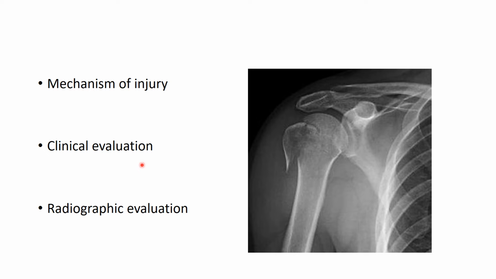Clinical evaluation: the patient mostly has pain, swelling and deformity, and there is sometimes ecchymosis, and we have to examine the axillary nerve for any neurological injury. In radiographs we can take an X-ray, AP view and axial view, and in comminuted fractures we have to take a CT scan of the shoulder to see the fracture configuration.